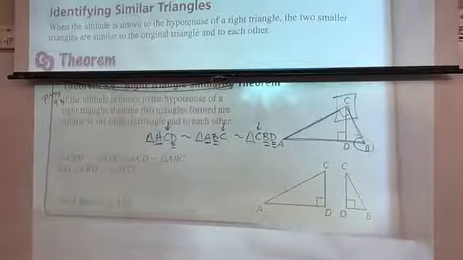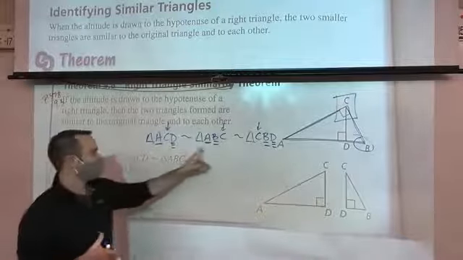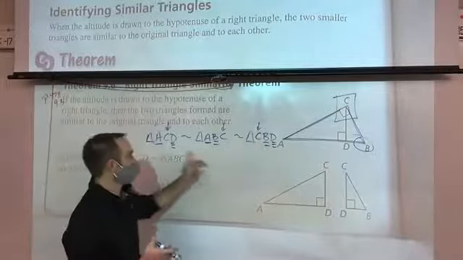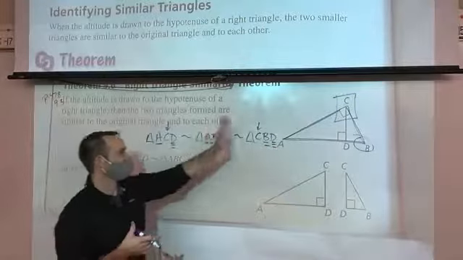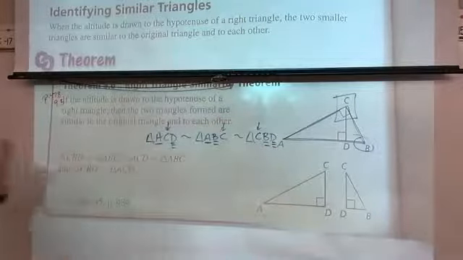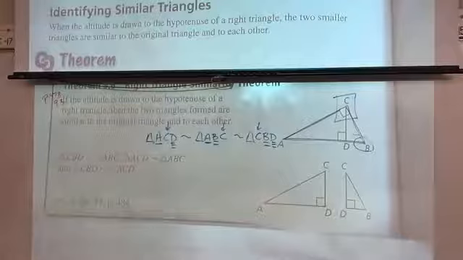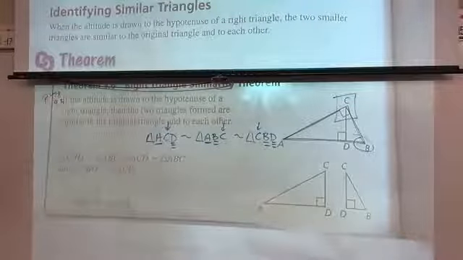All the other letters are going to stay in the same spot. A was always in the first position, B was always in the second, D was always in the third. C moves. And C is the only one that shows up in all three triangles, so we know that's the one that's going to move.